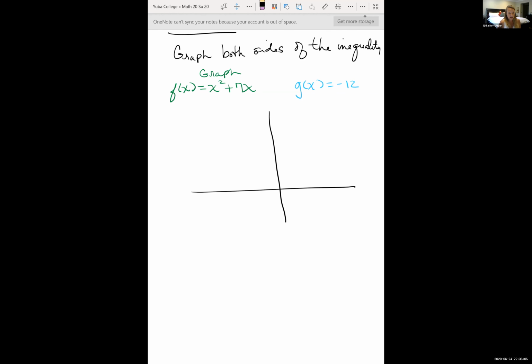Okay, so graphing f of x, I can tell what the x-intercepts are really quickly by setting f of x equal to 0. 0 is equal to x squared plus 7x. I can factor out an x. So I notice that this is going to cross the x-axis when x is 0 and when x is -7. I should have, because y is -12, I should have moved this up. I'm sorry, -12.